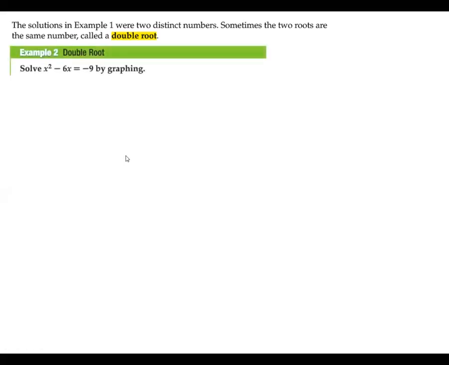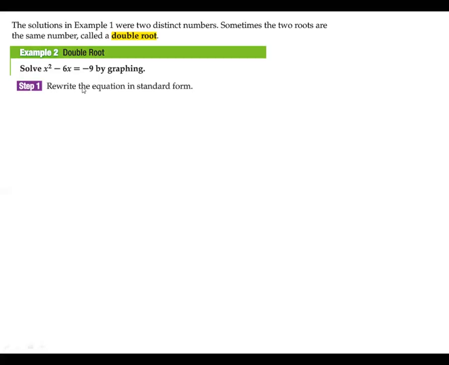All right, so the solutions in example 1 were 2 distinct numbers. Sometimes the 2 roots are the same number, and we call that a double root. How could you have 2 answers that are the same number? Well, let's solve x squared minus 6x equals -9. Solve it by graphing. So the first thing you want to do is rewrite the equation in standard form.